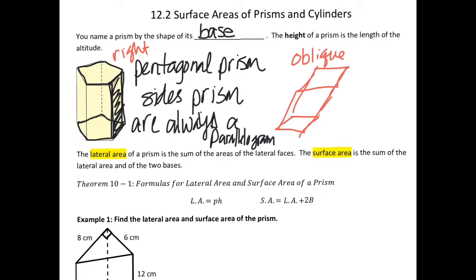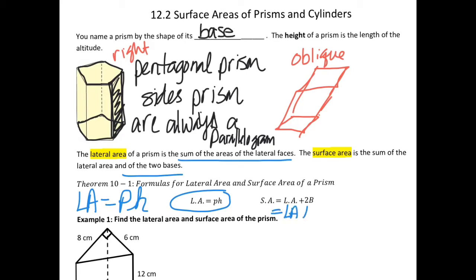Anyway, today we're going to talk about surface area. The surface area of a prism is broken up into the lateral area, which is the sum of the area of the faces, and then we add the two congruent bases. So the formula for lateral area, and you're really going to start to appreciate this, is the perimeter of the base times the height, whereas the surface area equals the lateral area plus 2 times the area of the base.